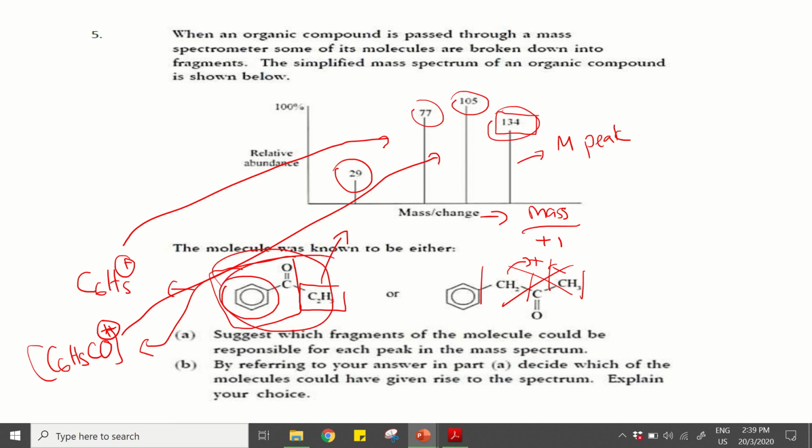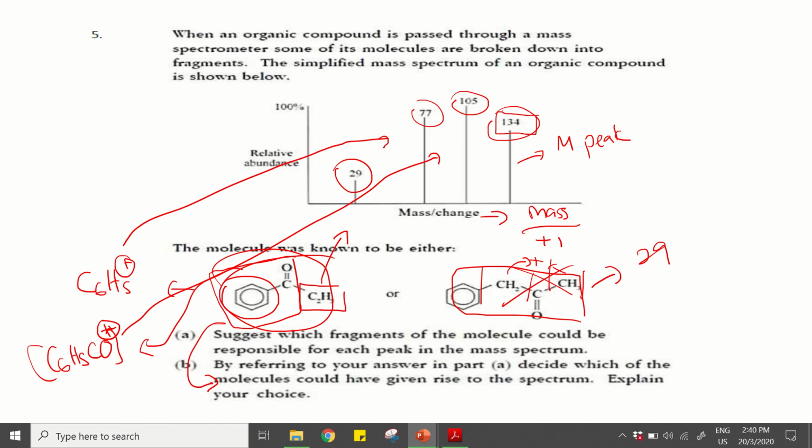All right. Now, by referring to your answer in part A, decide which molecule could have given rise to the spectrum. Explain your choice. Now, to explain this is very straightforward because in the second molecule on the right, there is no fragment giving a peak of 29. So from this reason, the molecule on the left was the one that gave rise to this spectrum. So the answer is the one on the left due to the absence of a fragment of 29 from the molecule on the right.